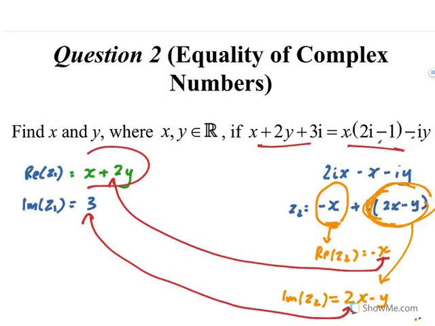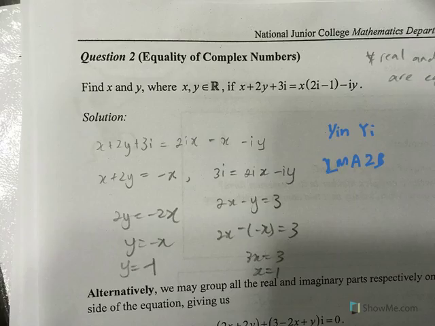Can I just check with you? Is this assumed to be real? Is it real? Yes, because x and y are real. Is 3 real? Yes. I will keep nagging you about the real part. You must make sure that it's real. Negative x, is it real? Yes. 2x minus y, is it real? Yes. Very good. Now we are ready.